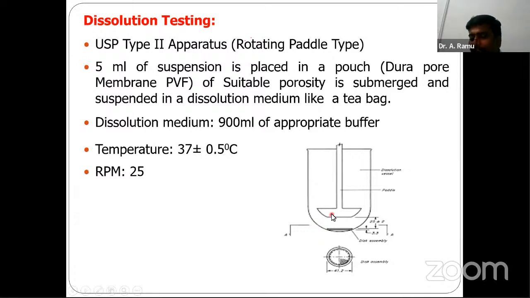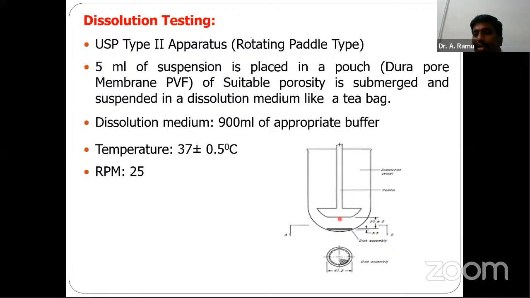It consists of a paddle which will be rotating during the dissolution testing, and the paddle is attached to the rotating motor with the help of a shaft. This paddle and the shaft are made of stainless steel of 316 grade, and the distance between the end of the paddle and the hemispherical bottom of the vessel is approximately 2 centimeters.